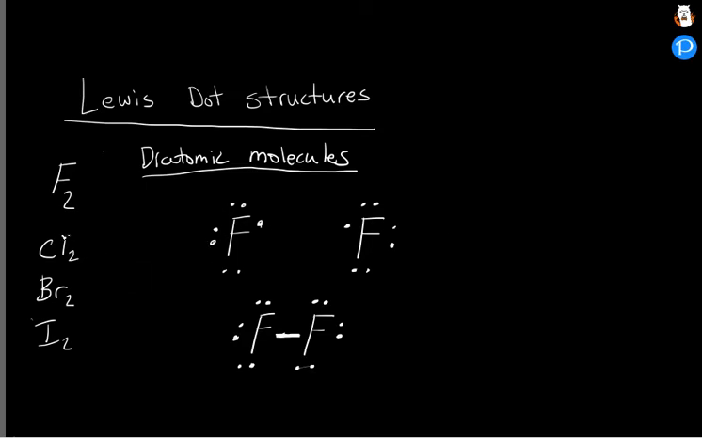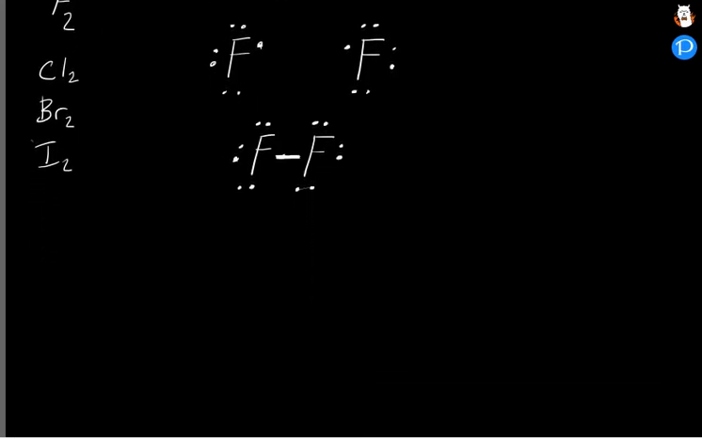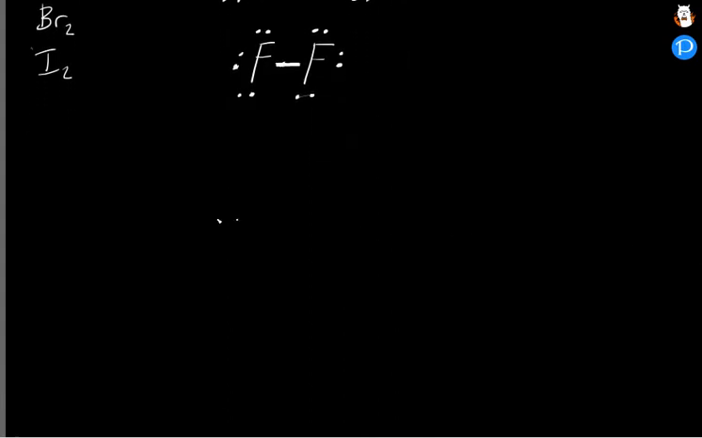And it would be the same thing for chlorine, bromine, and iodine. They would have the same exact structure, because all of these have 7 valence electrons. Let's look at something besides a diatomic molecule. How about we'll look at water, H2O. So in this molecule, we've got 2 hydrogens and 1 oxygen.